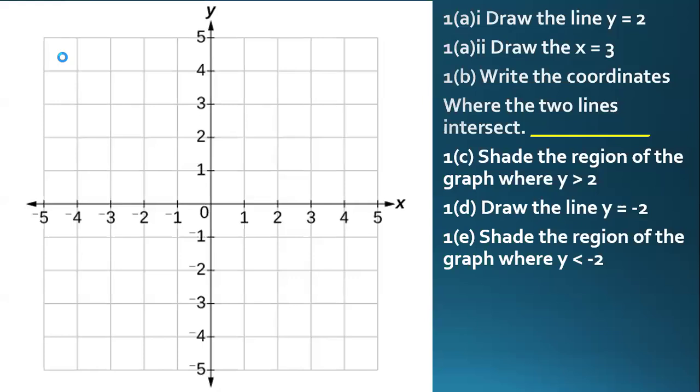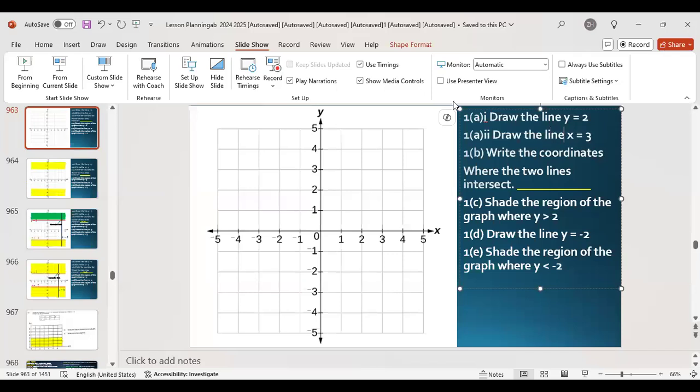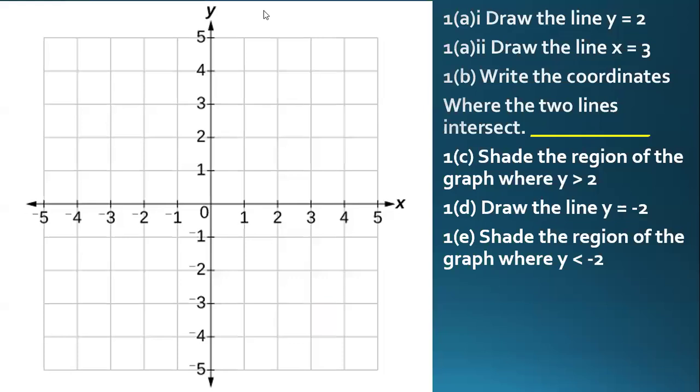1A, draw the line y equals 2. 1A double I, draw the line x equals 3. Okay, good. 1B, draw the coordinates where the two lines intersect. 1C, shade the region of the graph where y is greater than 2. 1D, draw the line y equals -2. 1E, shade the region of the graph where y is less than -2.